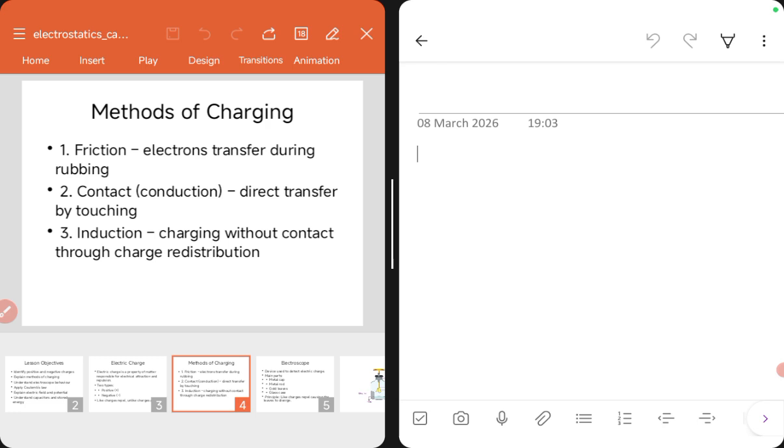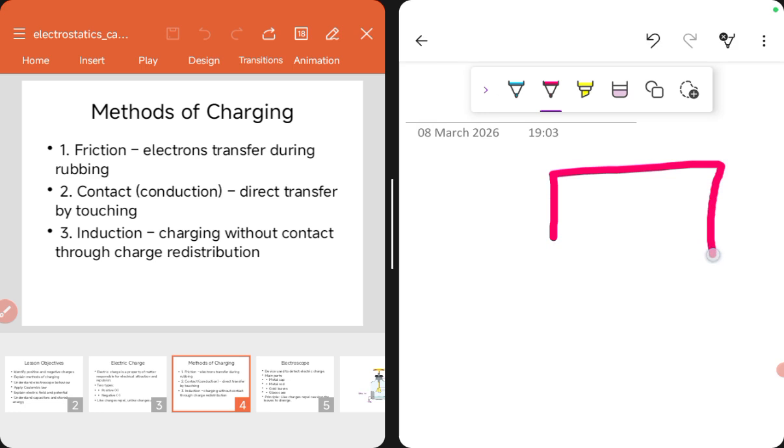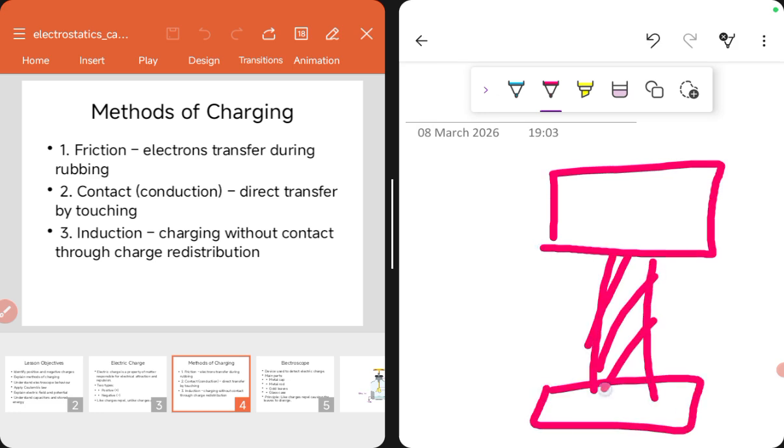Let me give an example. Let's look at how to charge a conductor positively through induction. So let's say we have a conductor, let me call it CD. So this is a conductor CD. This is an insulating stand. The insulator is to prevent net flow of charges. So the conductor has no charge.